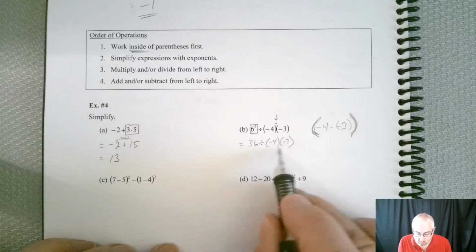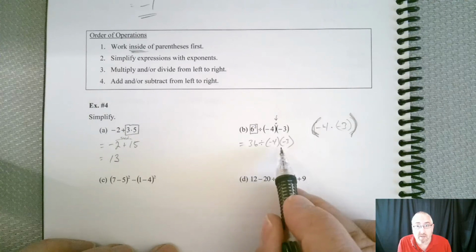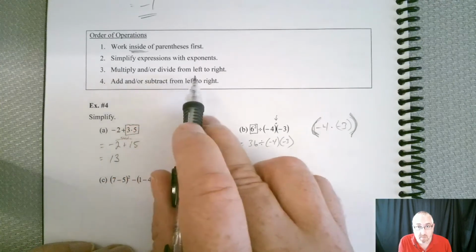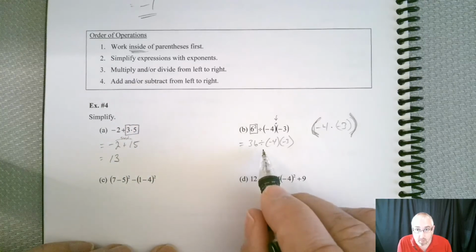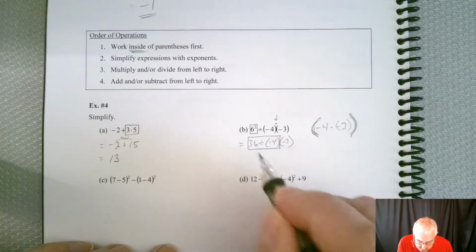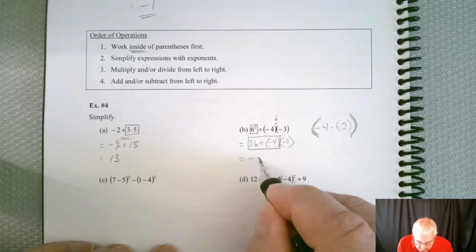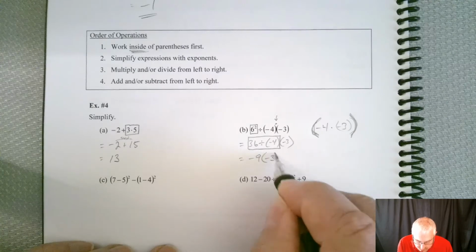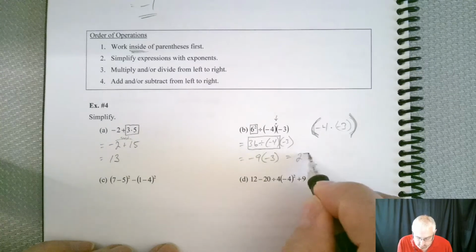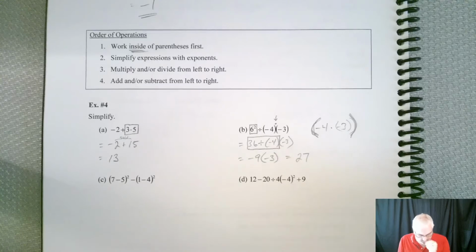In this case, there are 2 operations left: division and multiplication. We have to use step 3, which says multiply and or divide from left to right. So we have to start with the division. We'll divide these 2 numbers and get a -9, and we still have the multiplication times the -3. Negative times negative better be positive, so we get positive 27. Again, you've got to be really careful, and showing the steps is going to be important for this stuff. On a test, you definitely want to make sure you show those steps.